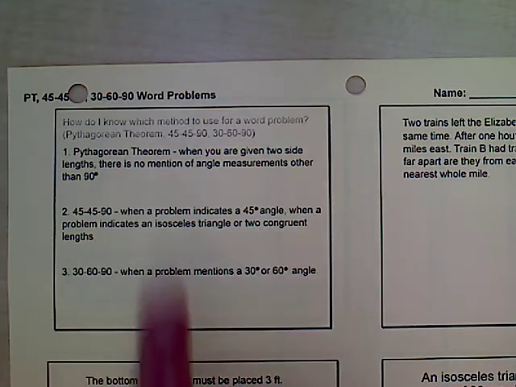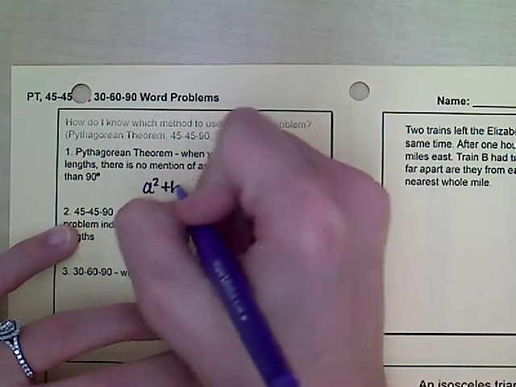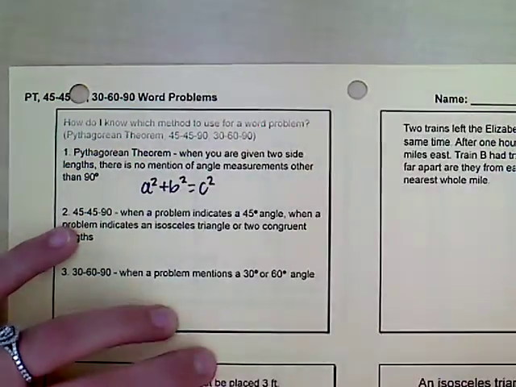So Pythagorean theorem is the first method, which you're going to use a lot because you use that when you're given two side lengths and there's no mention of angle measurements. So if it doesn't say there's a 45-degree angle or it doesn't say it's a 30-degree angle and all you have is two side lengths, you have to use Pythagorean theorem. And a reminder, that is a squared plus b squared equals c squared.